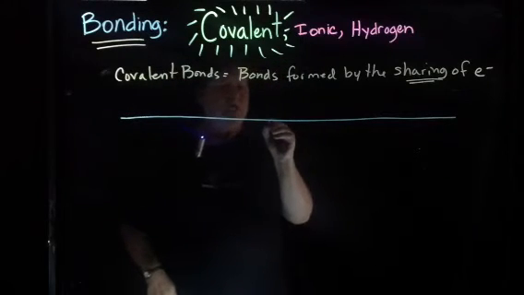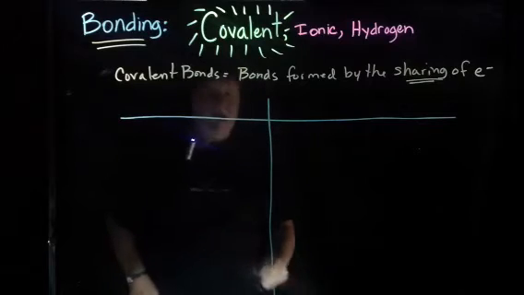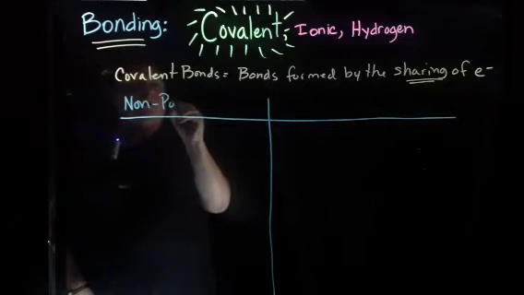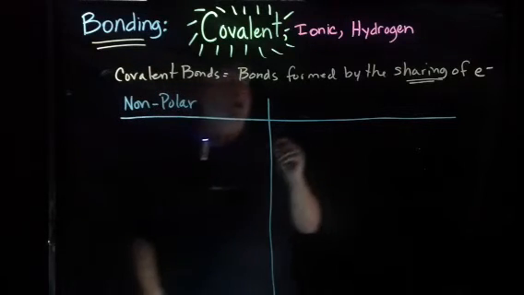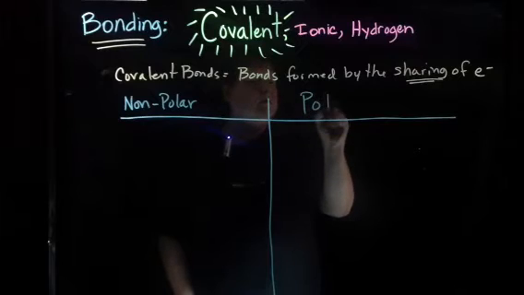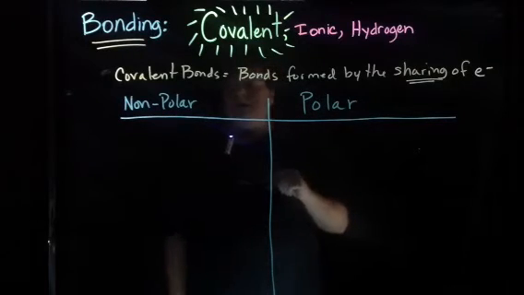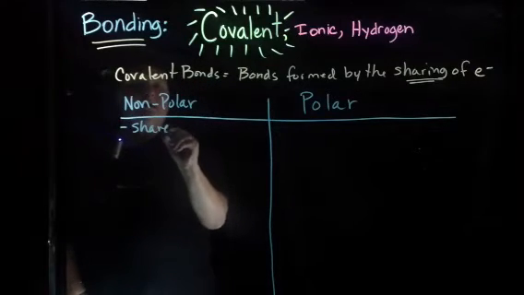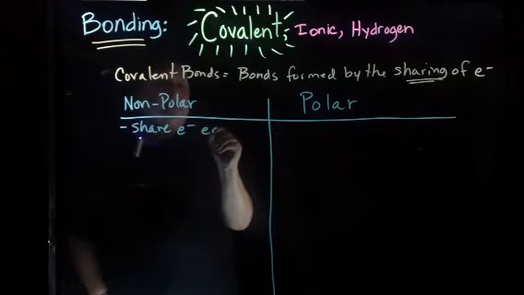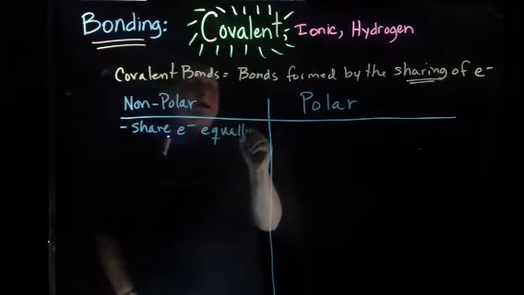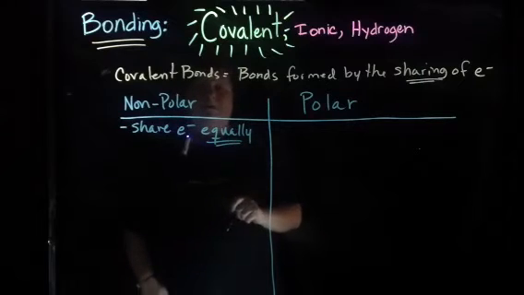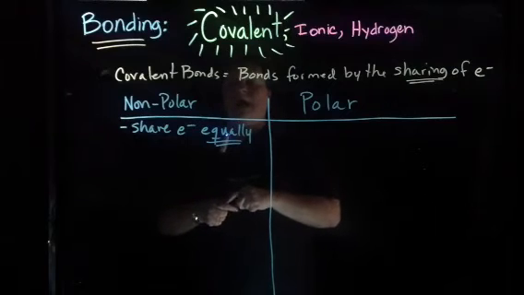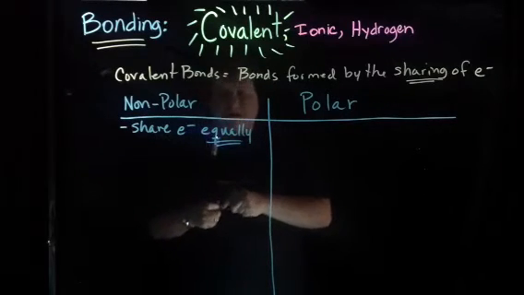So let's divide our board here. And we have what we call a non-polar covalent bond and a polar covalent bond. Now, non-polar covalent bonds are going to share electrons equally, meaning that each atom within the bond is going to have equal access to the electrons.